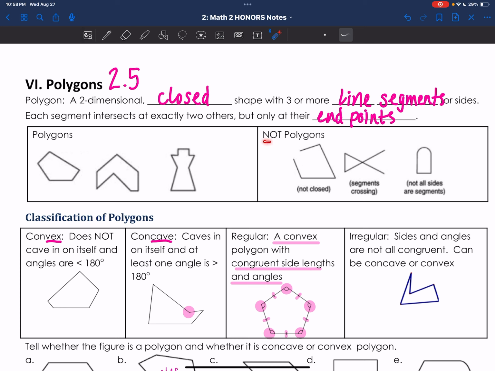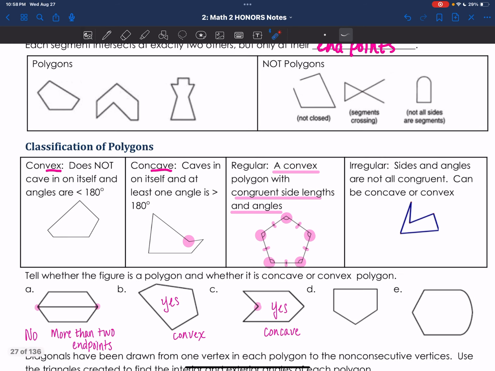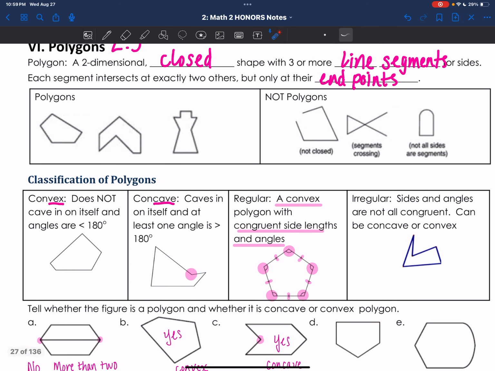All right, these are not polygons. If you notice right here, it's open. Here it's also open, and these are not straight lines. It's curved, so it's not all line segments. And then here it's crossing and it's open. So those are important things to know when you're doing this.